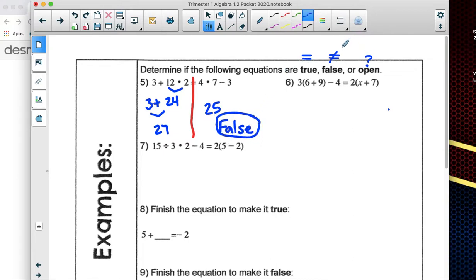Okay. All right, number 6. So on this one I see I have parentheses. So because I have parentheses, I'm going to do that first. 6 plus 9.